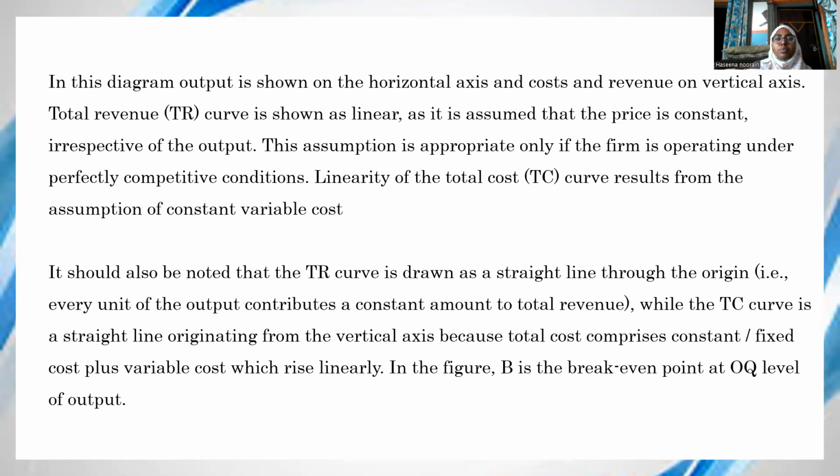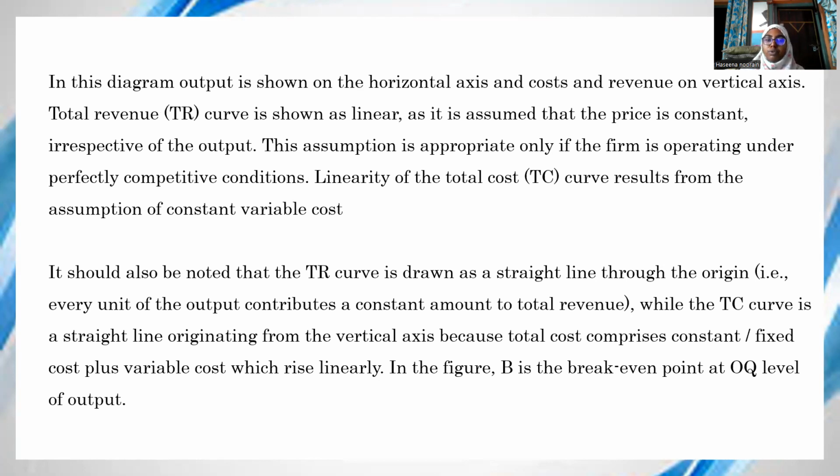In this diagram, output is shown on the horizontal axis and cost and revenue on the vertical axis. The total revenue curve is shown as linear as it is assumed that the price is constant irrespective of the output. This assumption is appropriate only if the firm is operating under perfectly competitive conditions. Linearity of the total cost curve results from the assumption of constant variable cost. It should also be noted that the TR curve is drawn as a straight line through the origin.